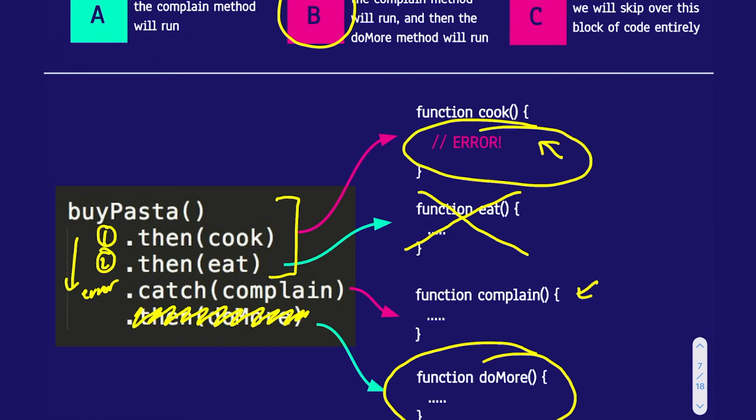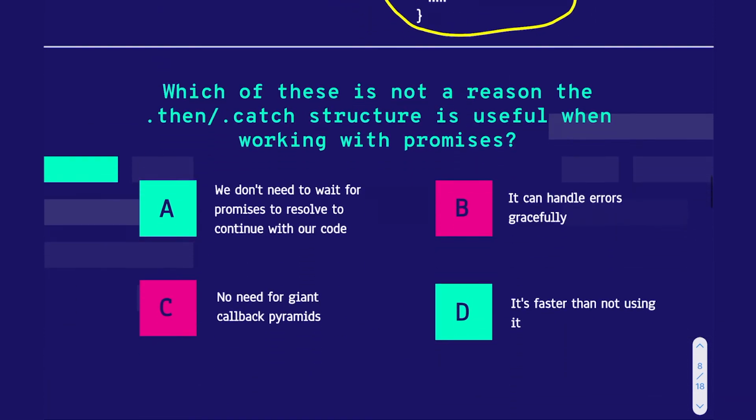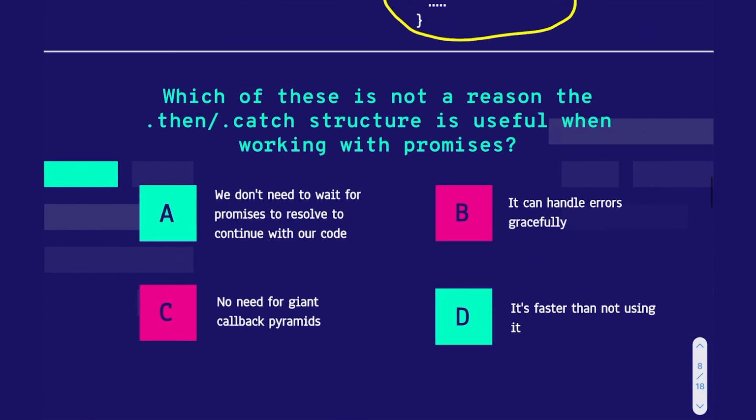All right, next question. Which of these is not a reason the .then .catch structure is useful when working with promises? A, we don't need to wait for promises to resolve to continue with our code. B, it can handle errors gracefully. C, no need for giant callback pyramids. Or D, it's faster than not using it. The correct answer is D.